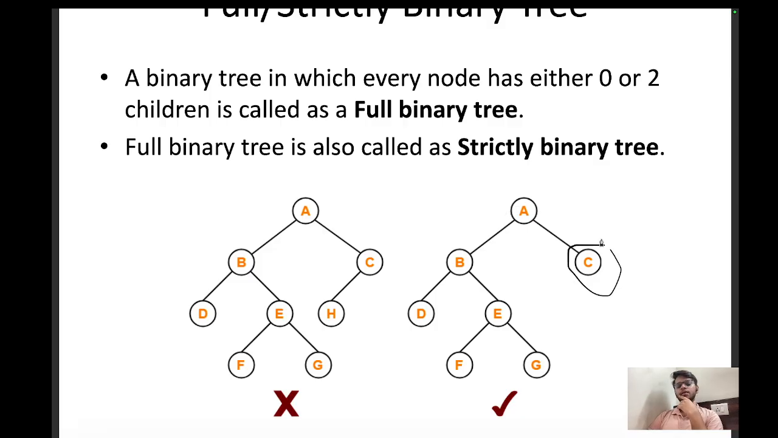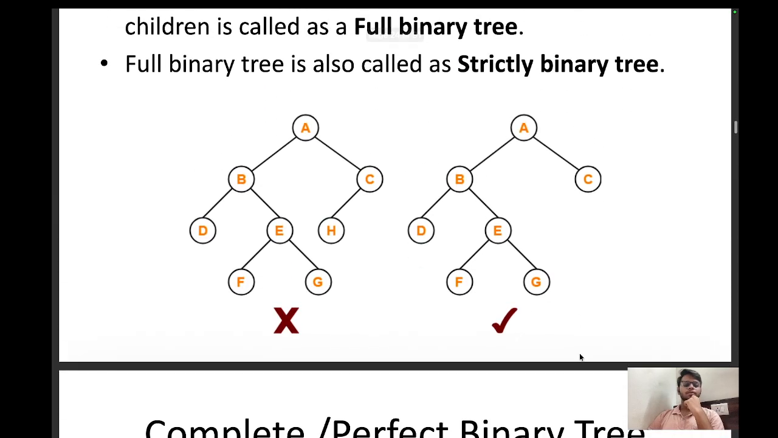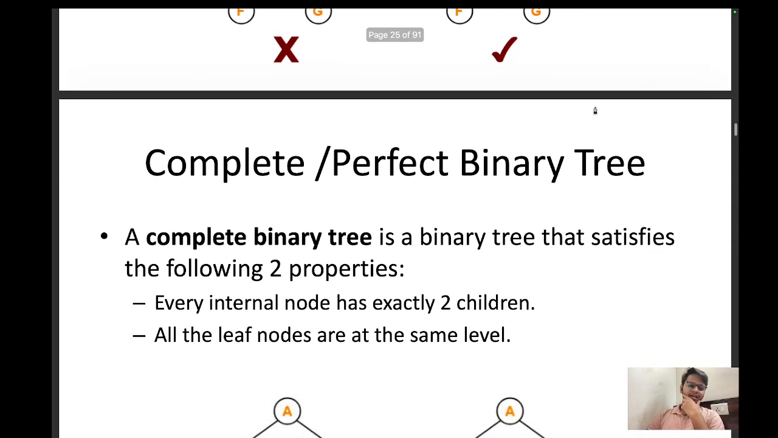That is acceptable. A parent can have zero children, and that is totally fine. And yeah, so that's the fully binary tree. Now let us come upon the complete or perfect binary tree.